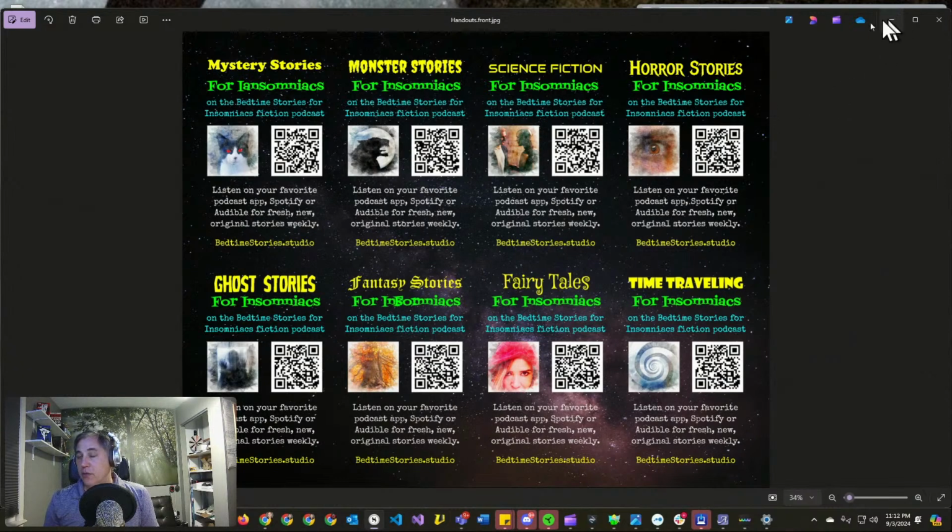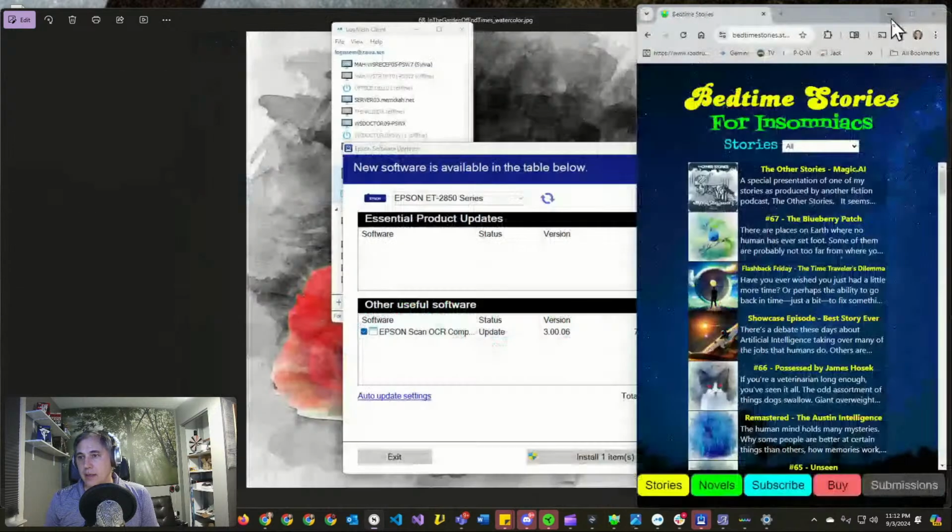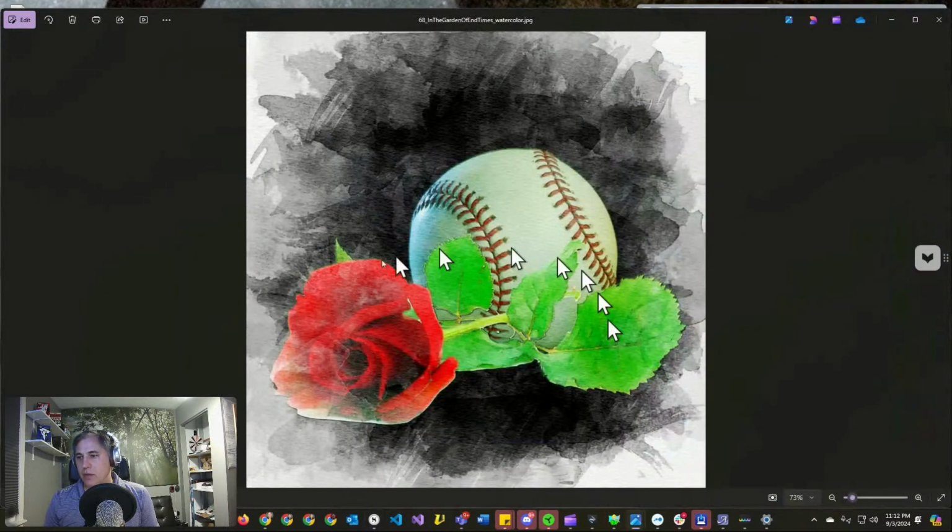So this is the front of the bookmark, and then this is the logo. This is the art for Jody's story. It's about the Garden of End Times, and the Garden of End Times is a rose garden, and we're waiting for the Cubs to win the World Series. So I thought this would be a kind of nice juxtaposition for the graphic for that.